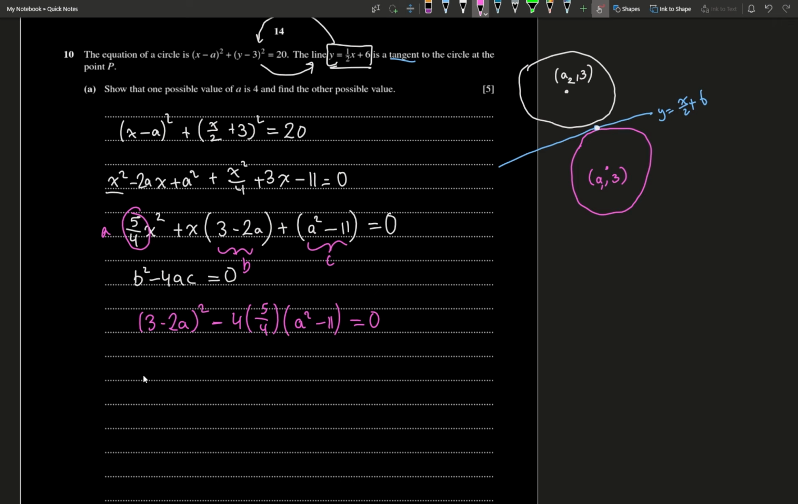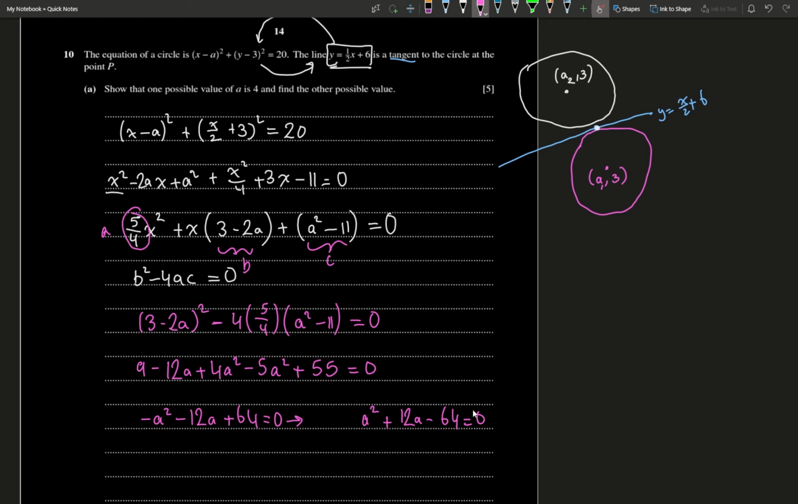Let's simplify more. We can expand this: 9 minus 12a plus 4a squared, and these cancel, so it will be minus 5 times a squared plus 55 is equal to 0. Let's further simplify. We'll end up with negative a squared minus 12a, and 9 plus 55 gives us 64. So we must multiply by negative 1, and we get a squared plus 12a minus 64 is equal to 0.